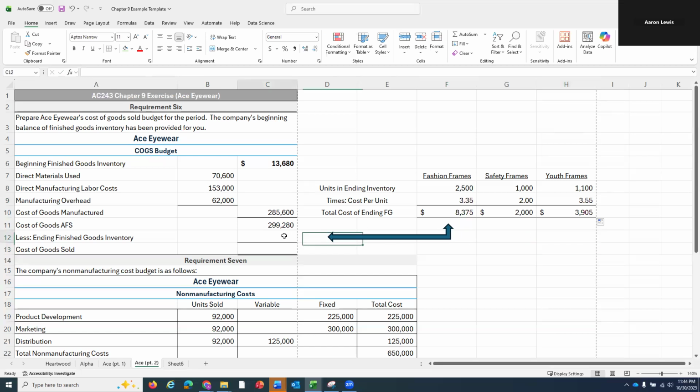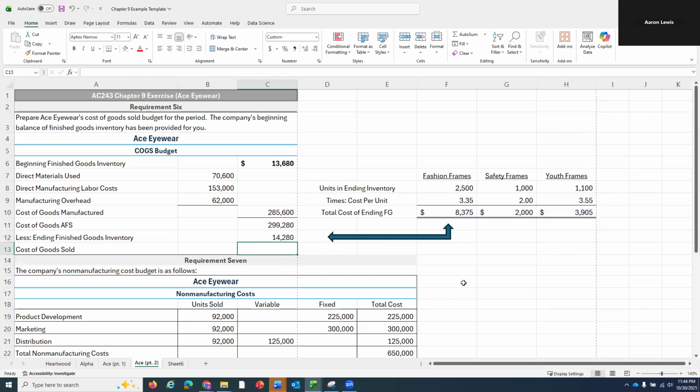So all in all, across our three different models, the total cost that we have in ending FG inventory will be equal to the sum of how much we're going to have in fashion frames, safety frames, and youth frames together. And that totals up to 14,280 bucks.